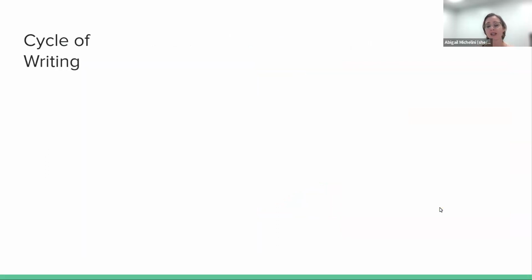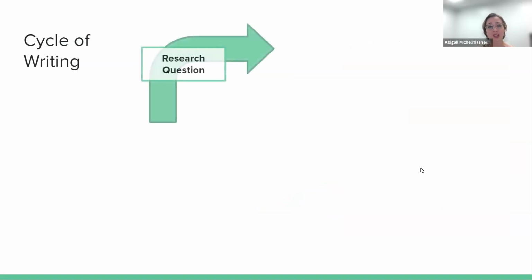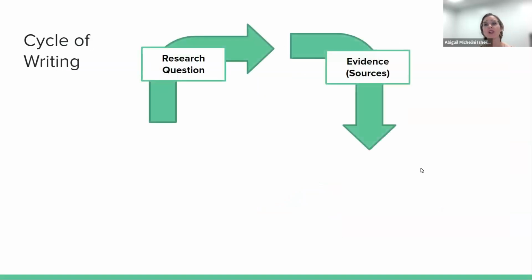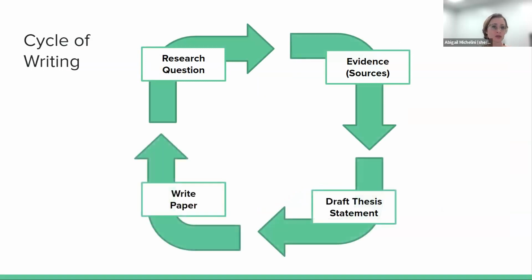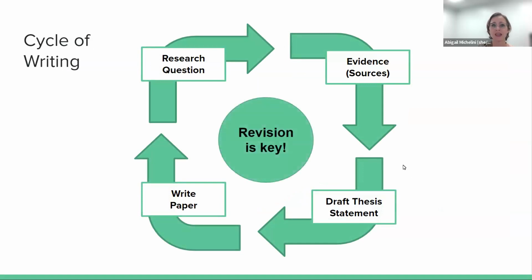Okay. The cycle of writing, as a reminder, starts with our research question. And then we go and we gather evidence from our sources. Then we draft our thesis statement and we start to write the paper. In doing so, in this whole process, revision is key. So you're never just stopping where you are and moving on to the next thing in a linear manner. I know that it seems that way sometimes, especially if you haven't had to revise that much. But in general, you want to be responding to what you're finding and learning as you go and adjusting accordingly. Okay, so don't be afraid to revise.